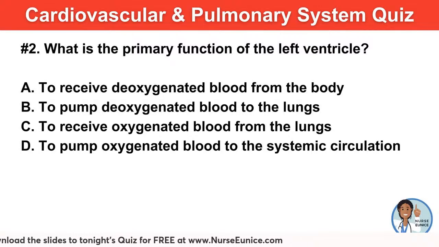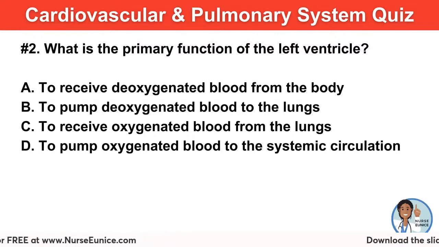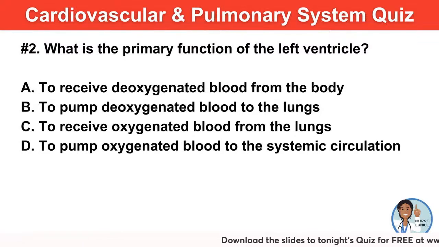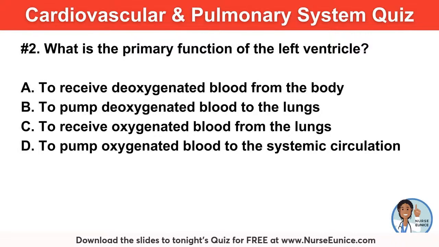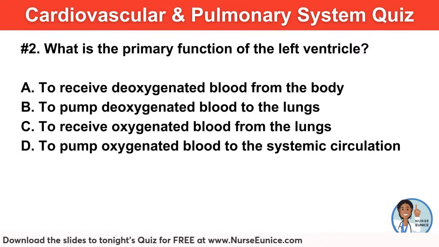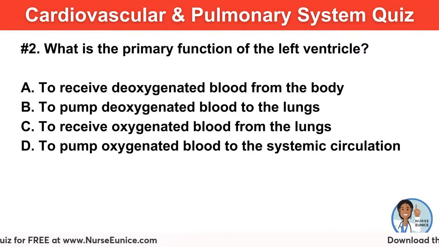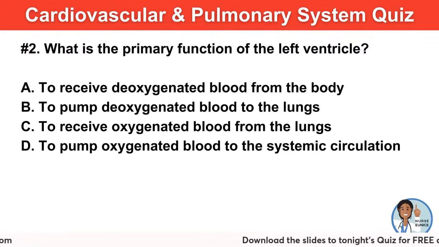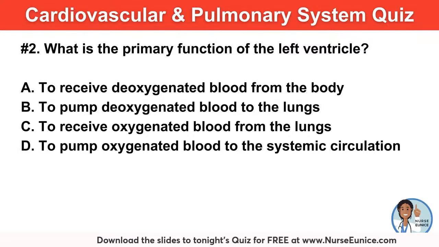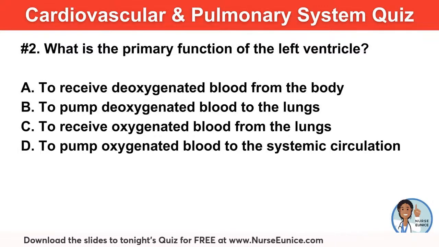to nurseeunice.com. Question number 2, what is the primary function of the left ventricle? Is it to receive deoxygenated blood from the body? Is it to pump deoxygenated blood to the lungs, to receive oxygenated blood from the lungs, or to pump oxygenated blood to the systemic circulation? So the left ventricle. What is the purpose of the left ventricle?